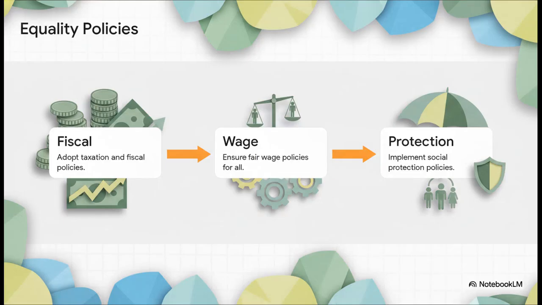And this brilliantly illustrates the concrete steps governments must take to make that equality a reality. They need to adopt three key types of policies. First, fiscal policies. That's how a government collects taxes and spends public money. Second, wage policies, to make sure people are actually paid fairly for their labor. And third, social protection policies, which act as a vital safety net for vulnerable folks. Used together, these progressively lead to greater equality for all citizens.